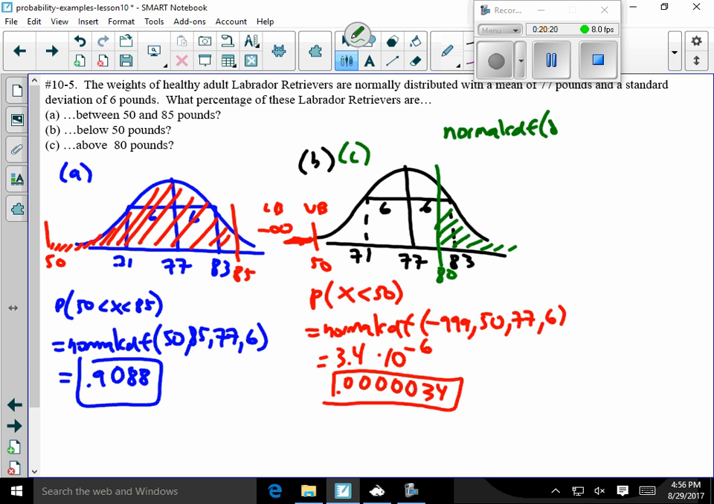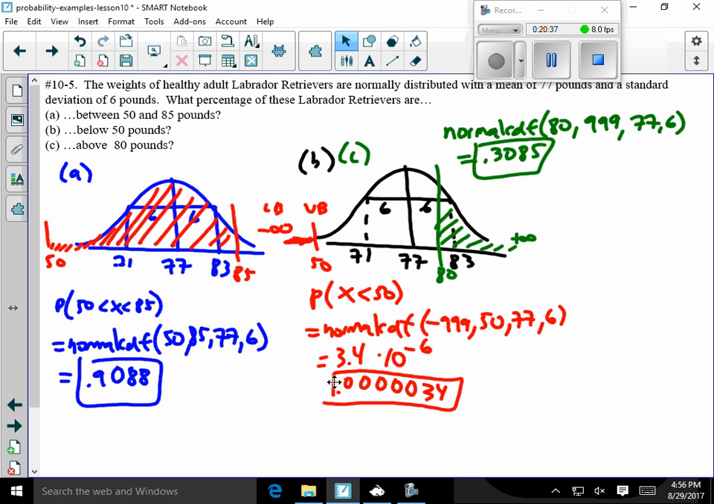This time the 80 is the lower boundary, and the upper boundary would be positive infinity. So we'll put a big number like 999 in there with a mean of 77, and 6 is the standard deviation. And if you plug that in a calculator, that turns out to be 0.3085. All right, and again, that kind of matches the sketch. That green looks to be roughly a third of the distribution. All right, so let's move on.